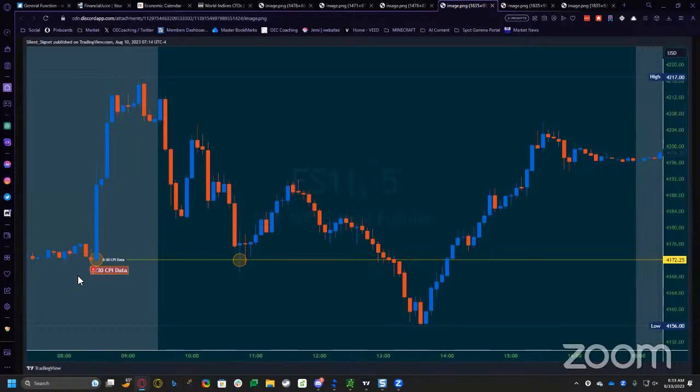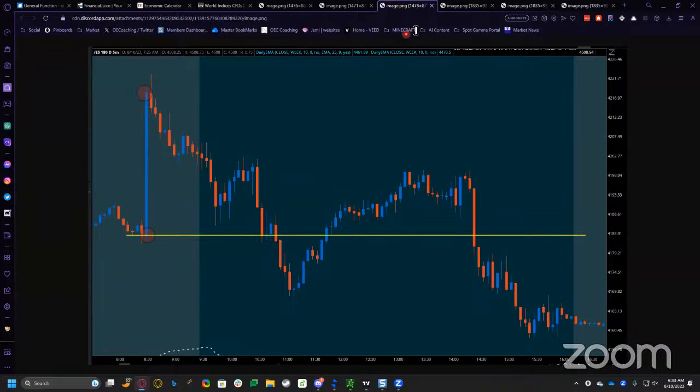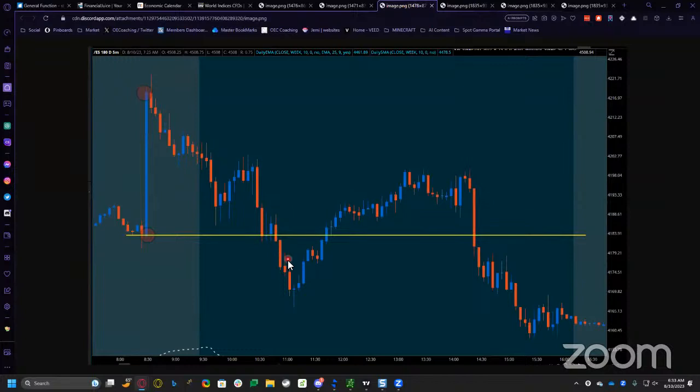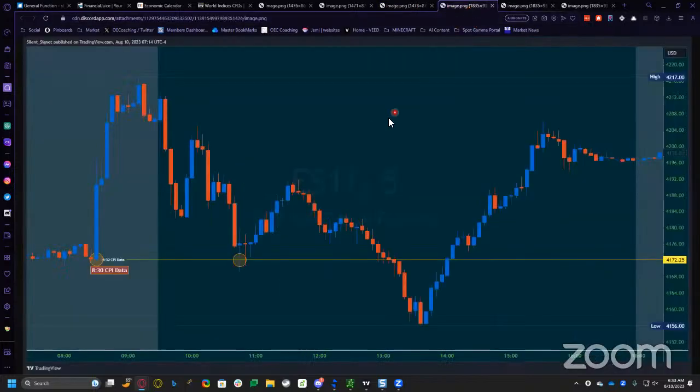Here's another example, 8:30. Data comes out. We get the drive. Notice it's not necessarily one big candle like this last example. Instead, it's multiple candles until the drive was done. It just kept going and going and going. And then finally it dried up, rolled over, and started headed back. And by 11 o'clock, just like with the other one, it was a done deal.